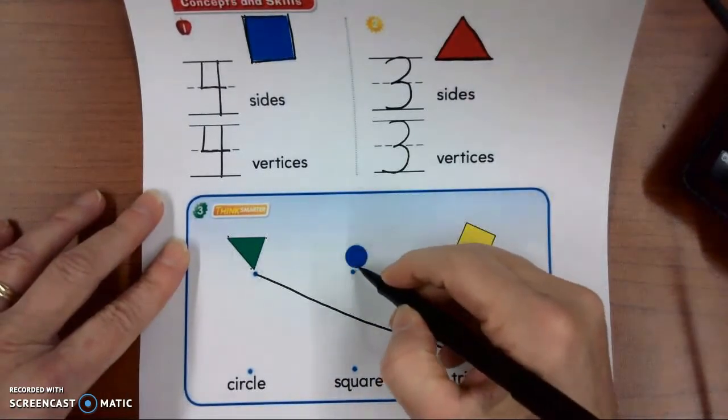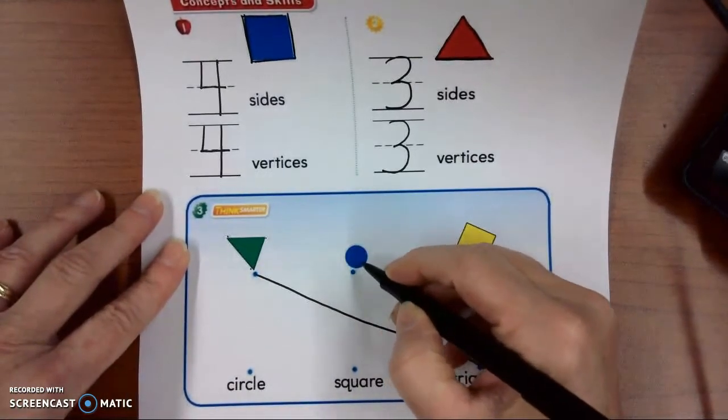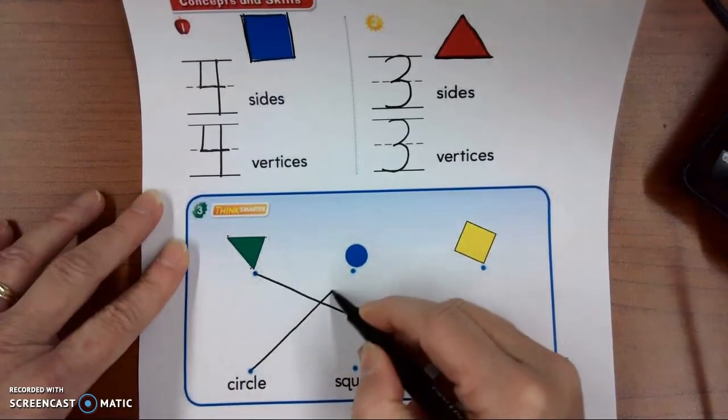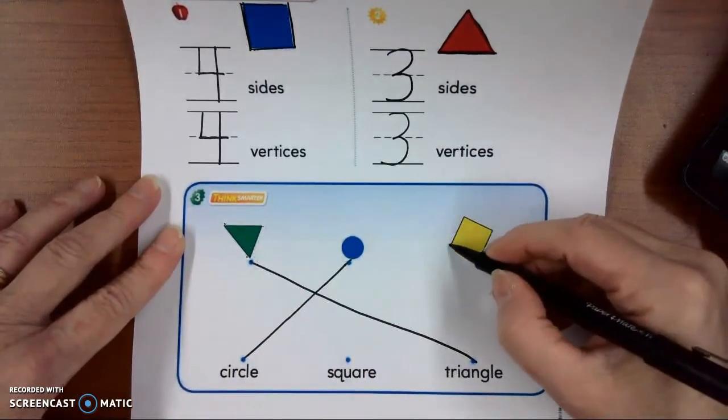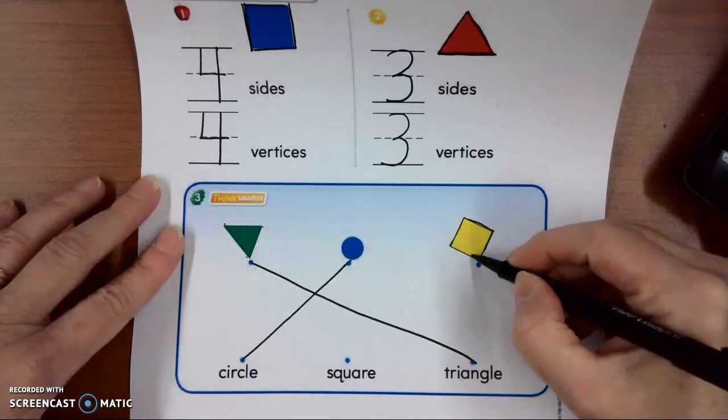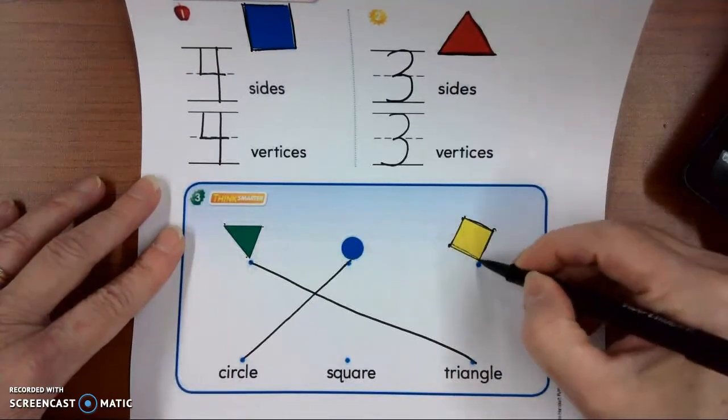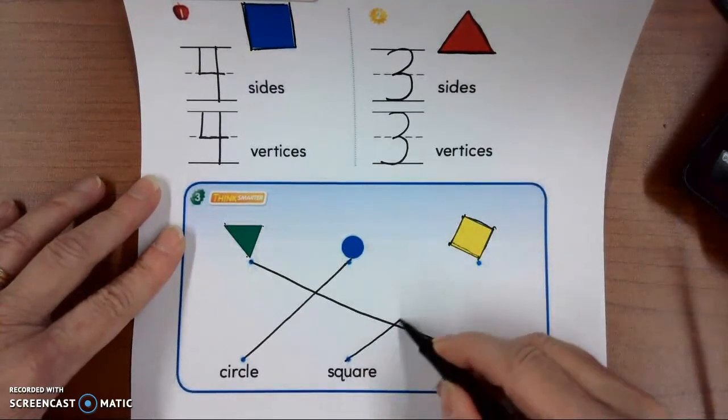This next shape is just a curve. It's closed. It is a circle. The last shape has 1, 2, 3, 4 sides, 4 vertices, and all those sides are equal. It is a square.